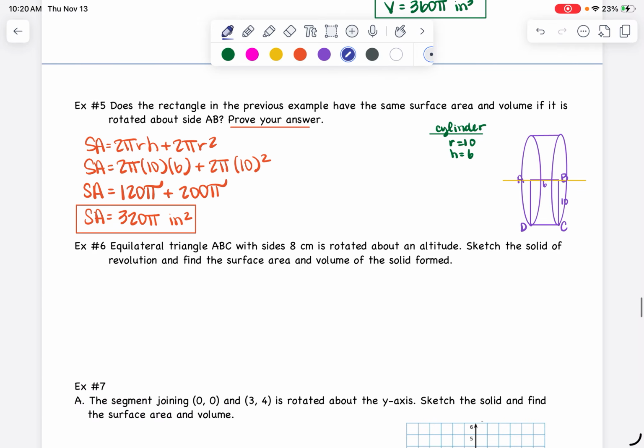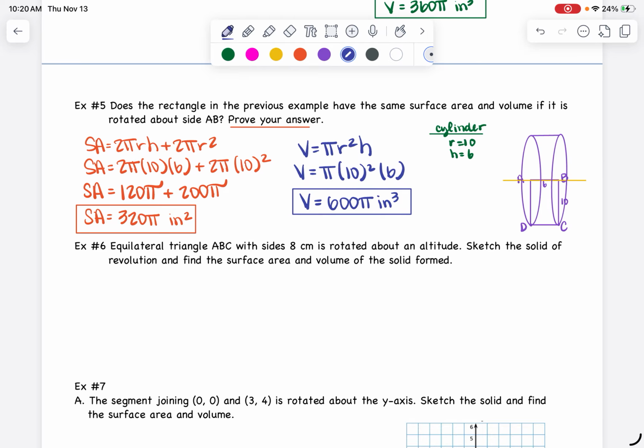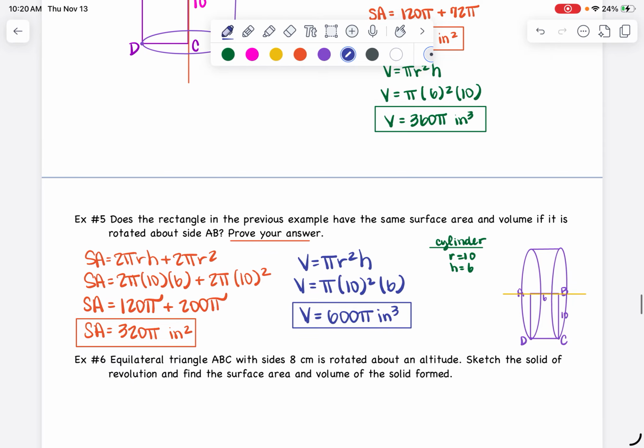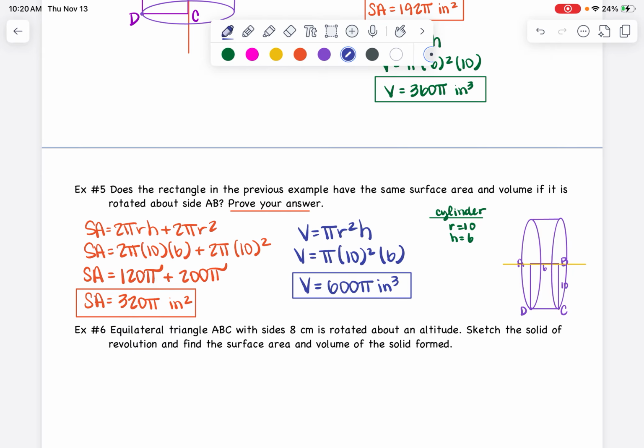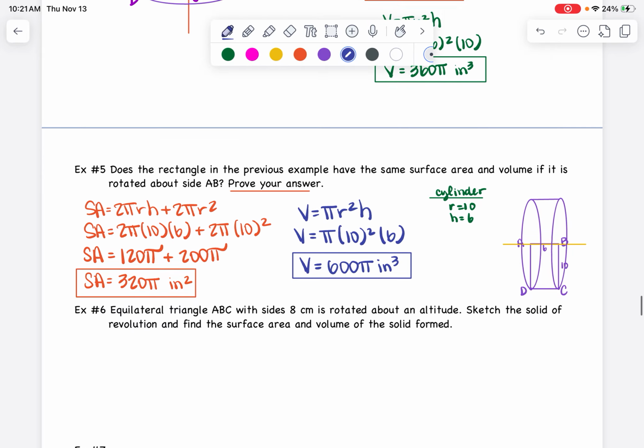And then for volume, same thing, pi r squared h, definitely going to be different because that pi r squared, right now we're squaring the 10 and not the 6, right? So 100 times 6, so now our volume is 600 pi cubic inches, right? That's a big difference, right? Before it was only 360 pi, right? So the axis that we rotate about totally matters, okay?